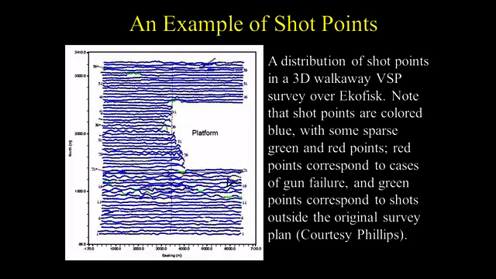Here is a distribution of shot points in a 3D Walkaway VSP survey over the Ecofist oil field. Note that shot points are colored blue, with some sparse green and red points. Red points correspond to cases of gun failure, and green points correspond to shots outside the original survey plan. This distribution is typical.